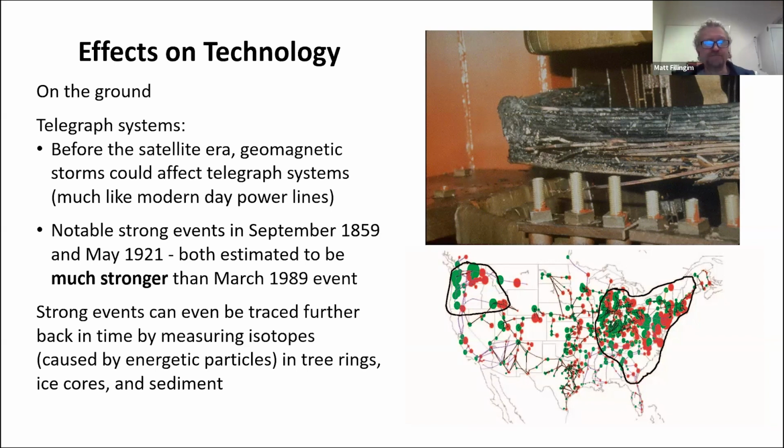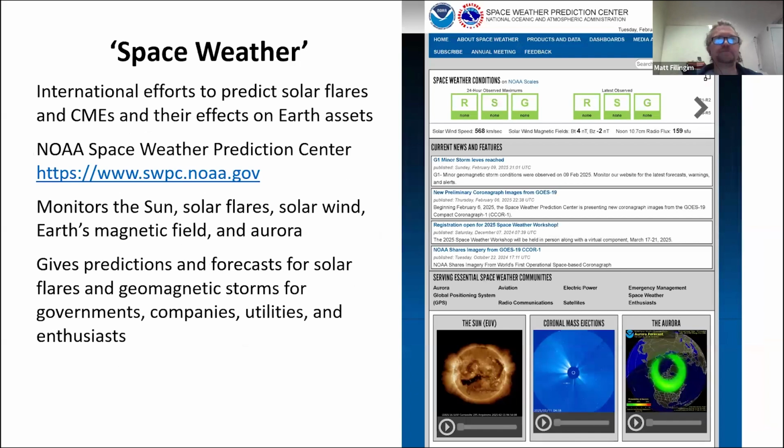And it also is estimated that both of these events in 1859 and 1921 were much stronger than any events we've seen since. So much stronger than the 1989 event that caused 6 million people to lose power. And so we can look even further back in time by measuring isotopes, which we think are caused by energetic particles hitting the surface. Actually, we look in tree rings and ice cores and sediments. We can look at how the numbers of those isotopes have changed, and that's an indication of strong events, strong flares that could have happened in the past.